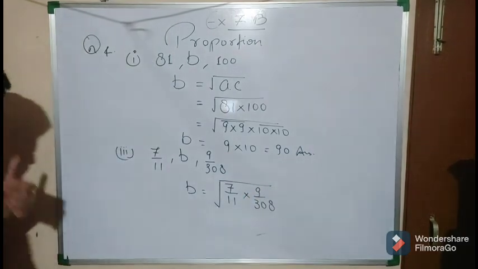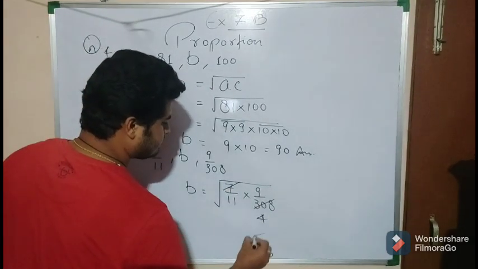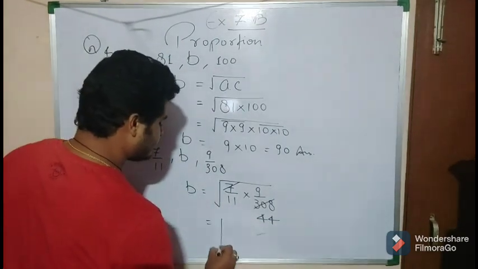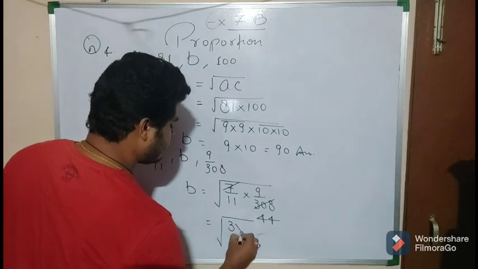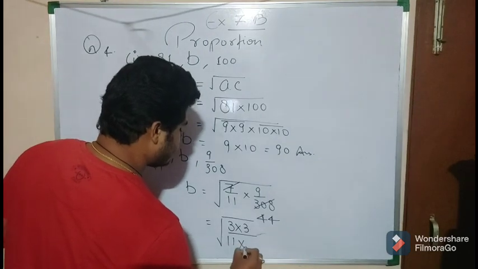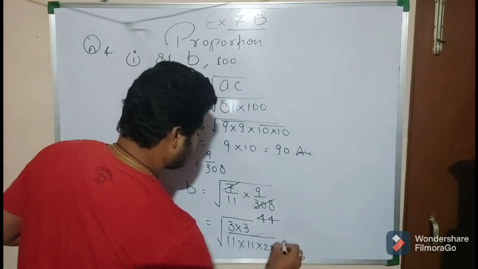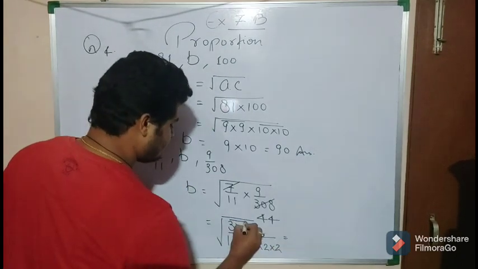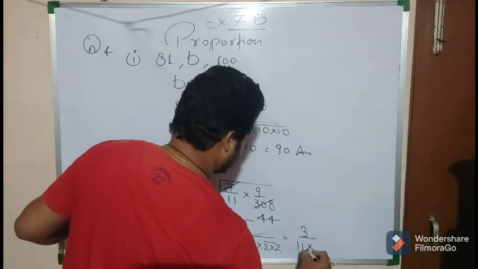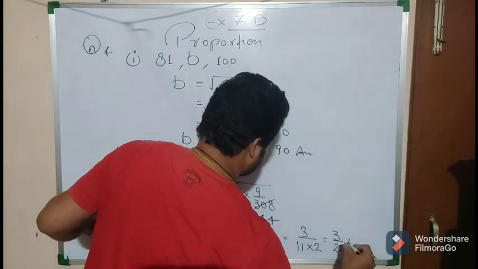If we cancel out 308, 7 4s are 28, 7 4s are 28. So it will become the square root of 9, which can be written as 3 into 3, over 11 and 44. 44 can be written as 11 into 4, and further 4 can be written as 2 into 2. So a pair of 3, a pair of 11, a pair of 2. 3 upon 11 multiplied by 2, that is 3 upon 22.